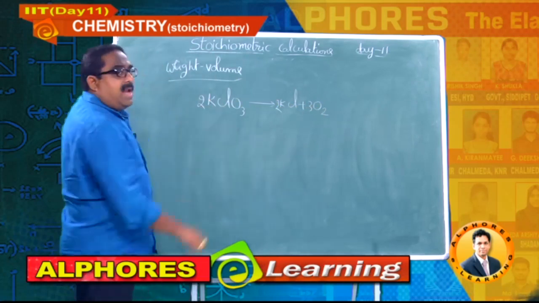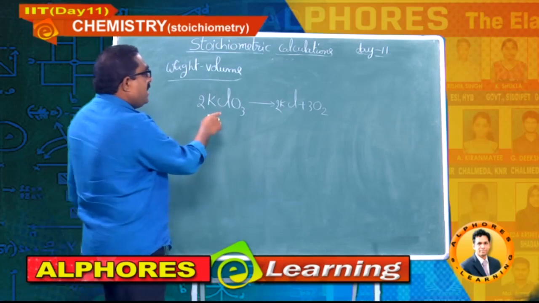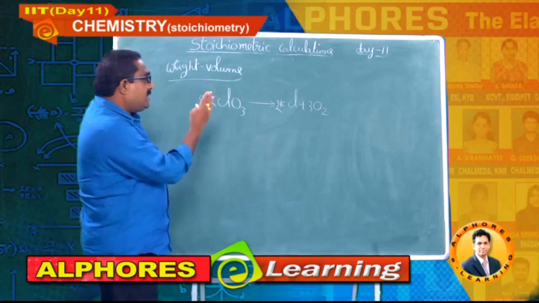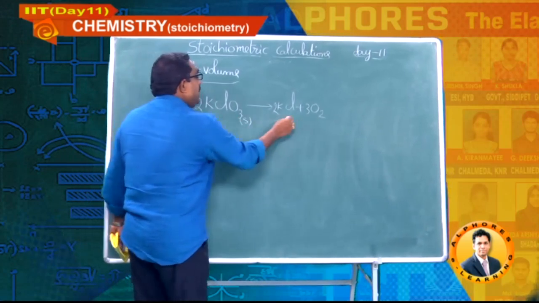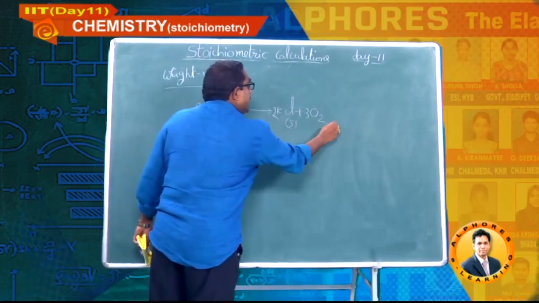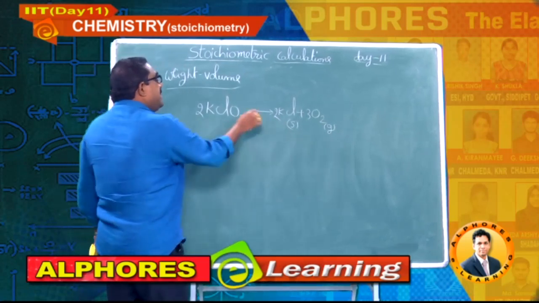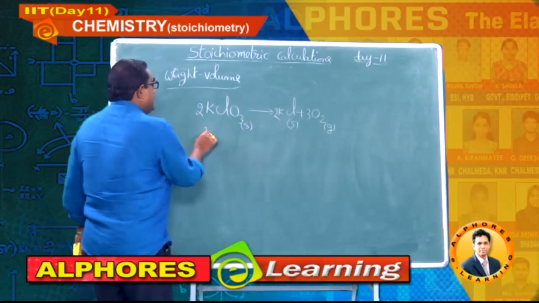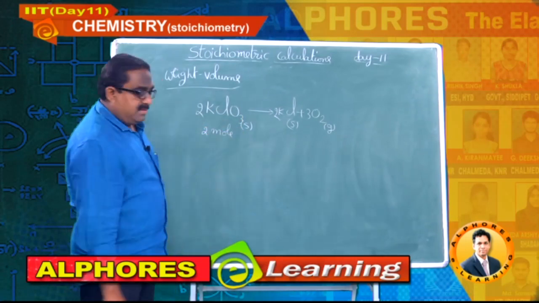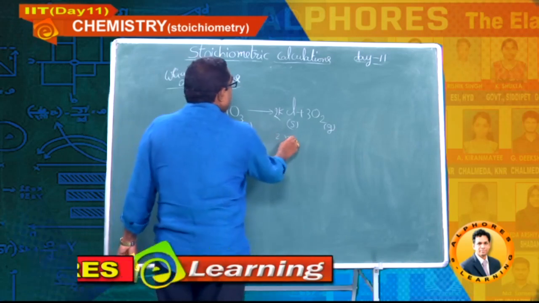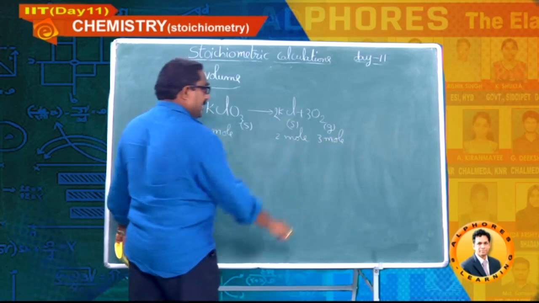So this is the balanced chemical equation. Potassium chlorate on decomposition gives potassium chloride and oxygen gas. These two are solids. We know oxygen is gas. So based on stoichiometry of the equation, 2 moles on decomposition forms 2 moles potassium chloride and 3 moles oxygen gas.